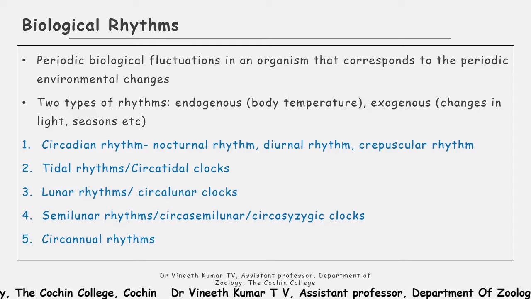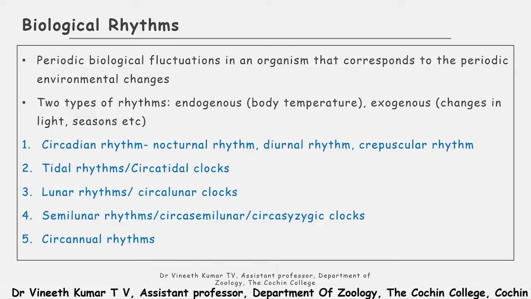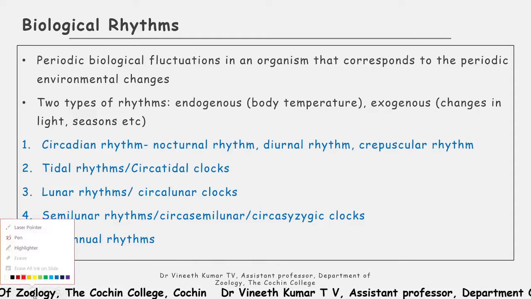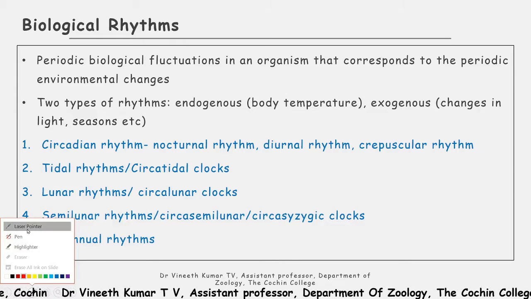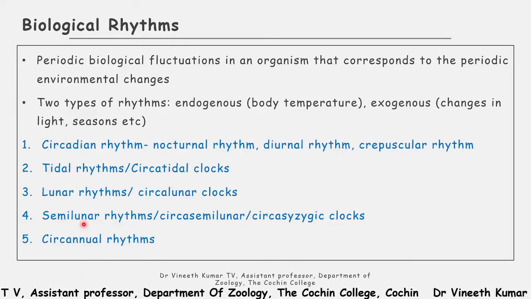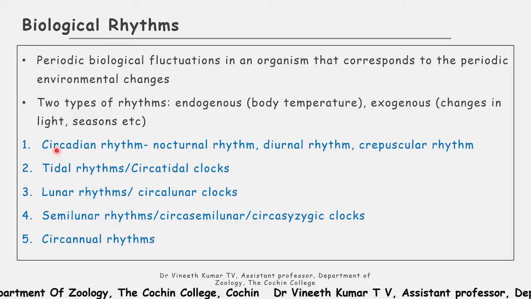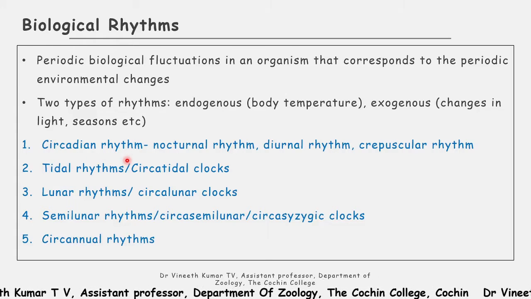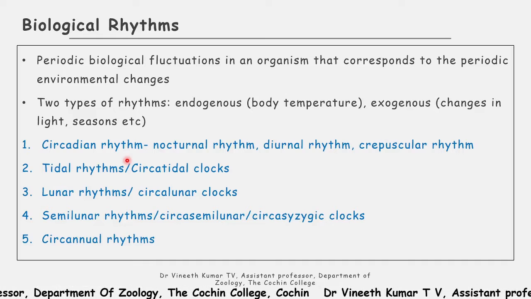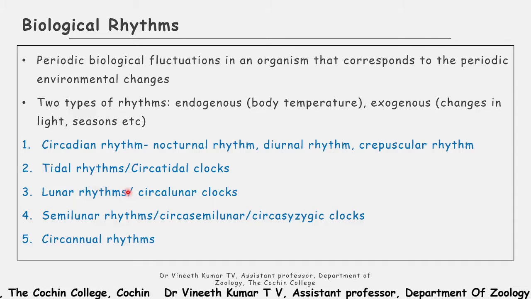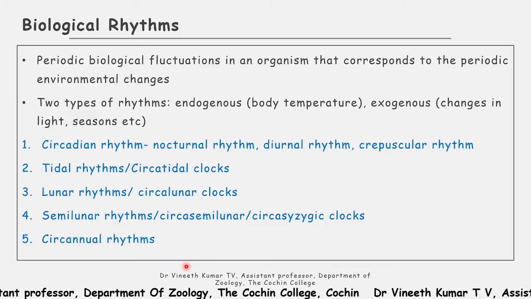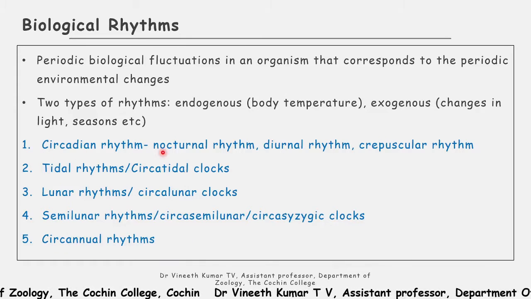Now, coming to the different types of biological rhythms, we are discussing five types of biological cycle. We'll be discussing five different categories: the circadian rhythm, then the tidal rhythm, the lunar rhythm, the semi-lunar, and the circannual rhythms. The first one is the circadian rhythm.